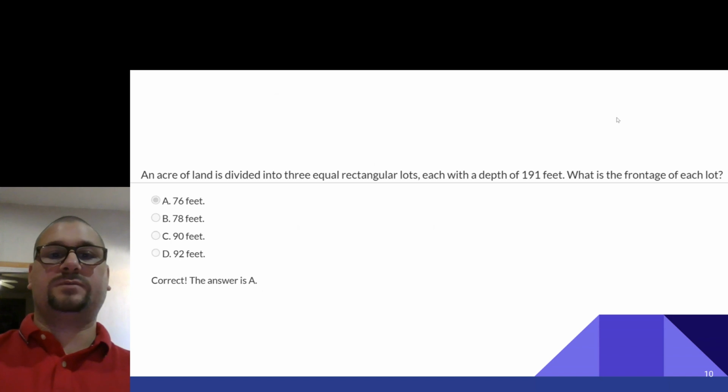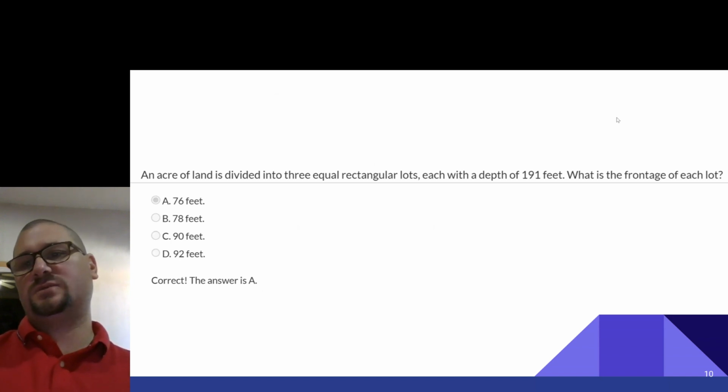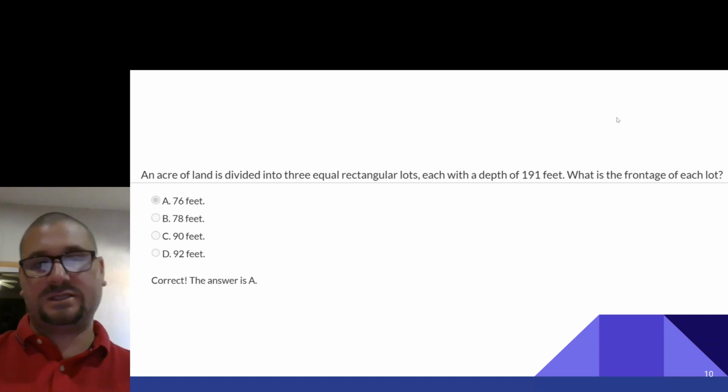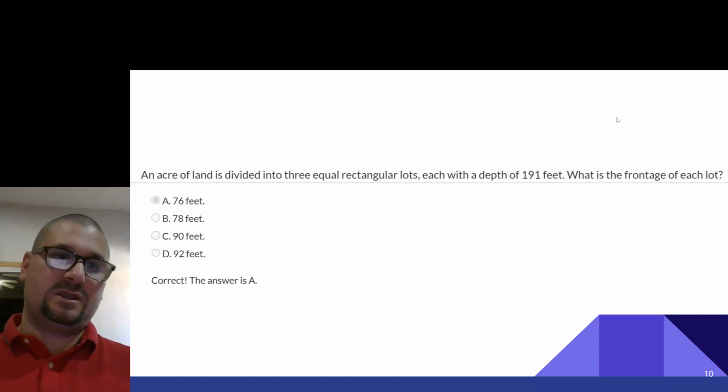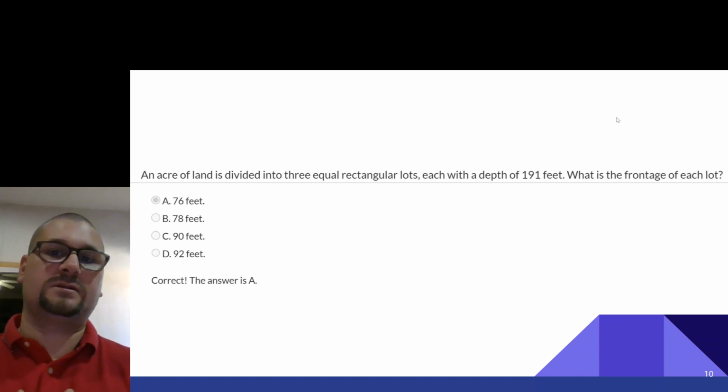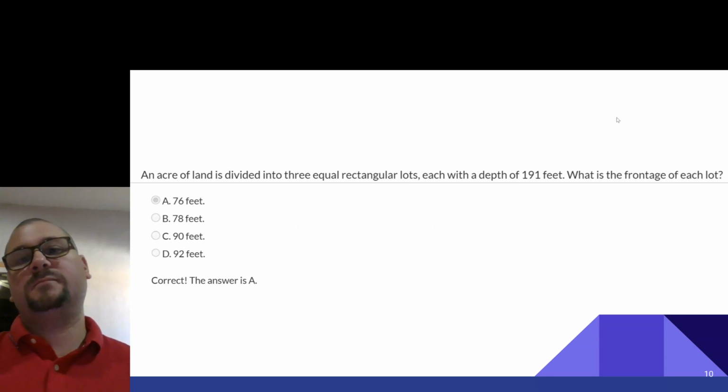An acre of land is divided into 3 equal rectangular lots, each with a depth of 191 feet. What is the frontage of each lot? So 1 acre is 43,560 square feet. So take 43,560 divided by 3 to get you 3 equal rectangular lots, each of them, right?